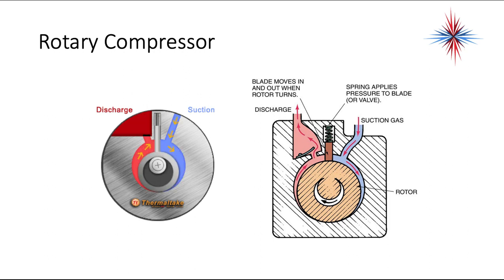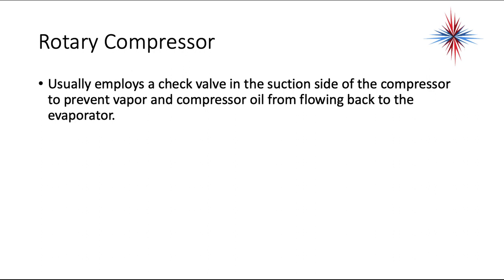This is how the rotary compressor works. Okay, you have that rotating motor. It pulls refrigerant in from the suction, sends it to the discharge. Okay, there's also a spring internal that you can see on the right picture that puts pressure on the blades or vanes. The rotary compressor usually employs a check valve in the suction side of the compressor to prevent vapor and compressor oil from flowing back to the evaporator.